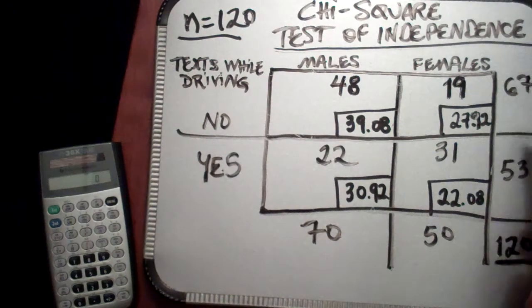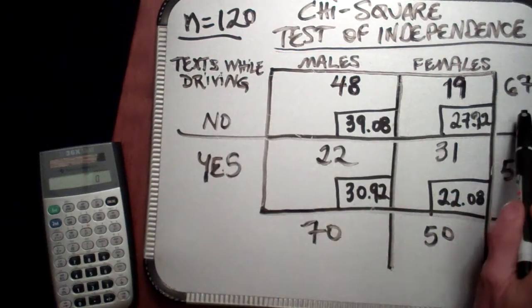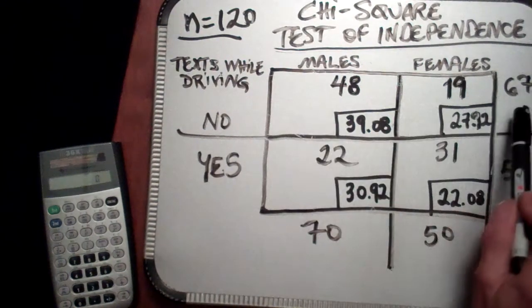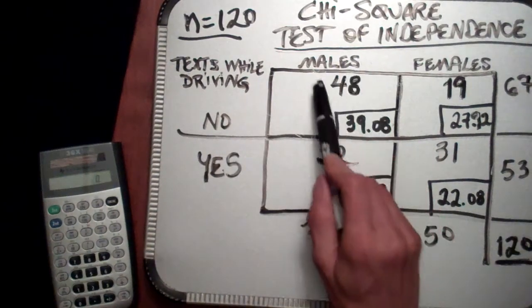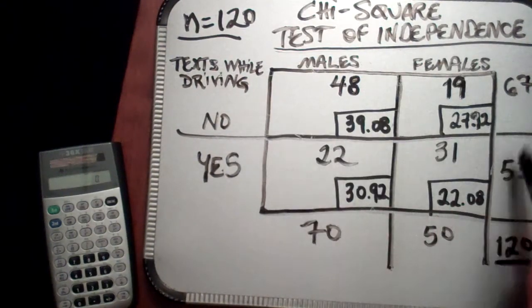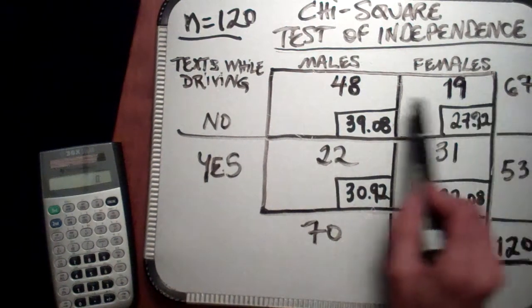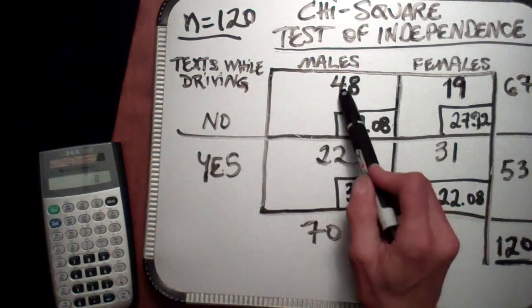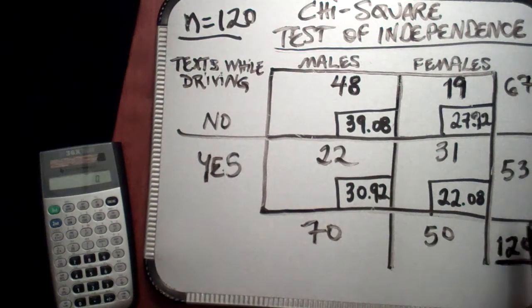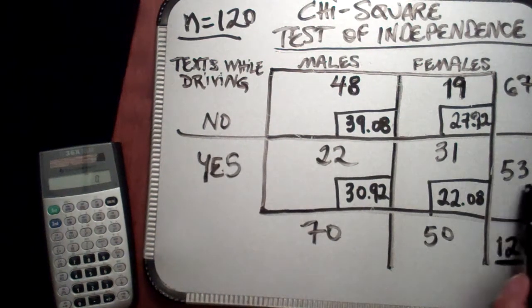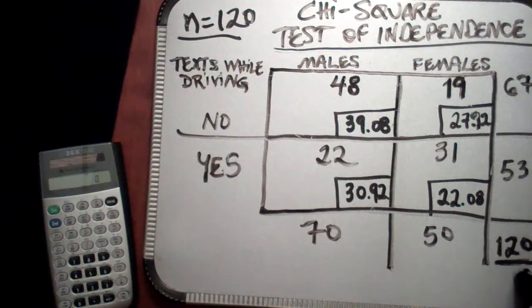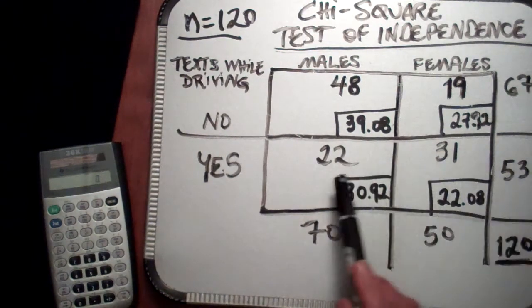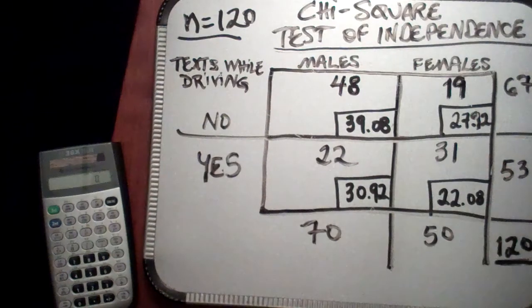Now let's look at these other values. This is your row total. The row total is the total number of subjects who reported that they never text while driving, regardless of sex. So out of your 120 subjects, 67 said that they never text while driving. It happens that 48 of those were males and 19 were females. This row shows you the total number of your subjects that say that yes, they do text while driving. So out of your 120 subjects, 53 report that yes, in fact, they do text while driving. 22 of them were males and 31 of them were females.